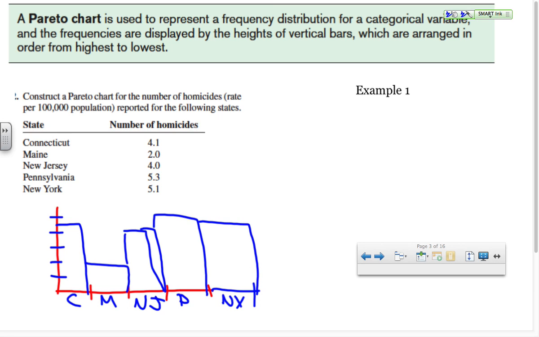I didn't do a very good job of keeping them even, but again, graph paper and those kinds of things will solve that problem. So that's your first chart.